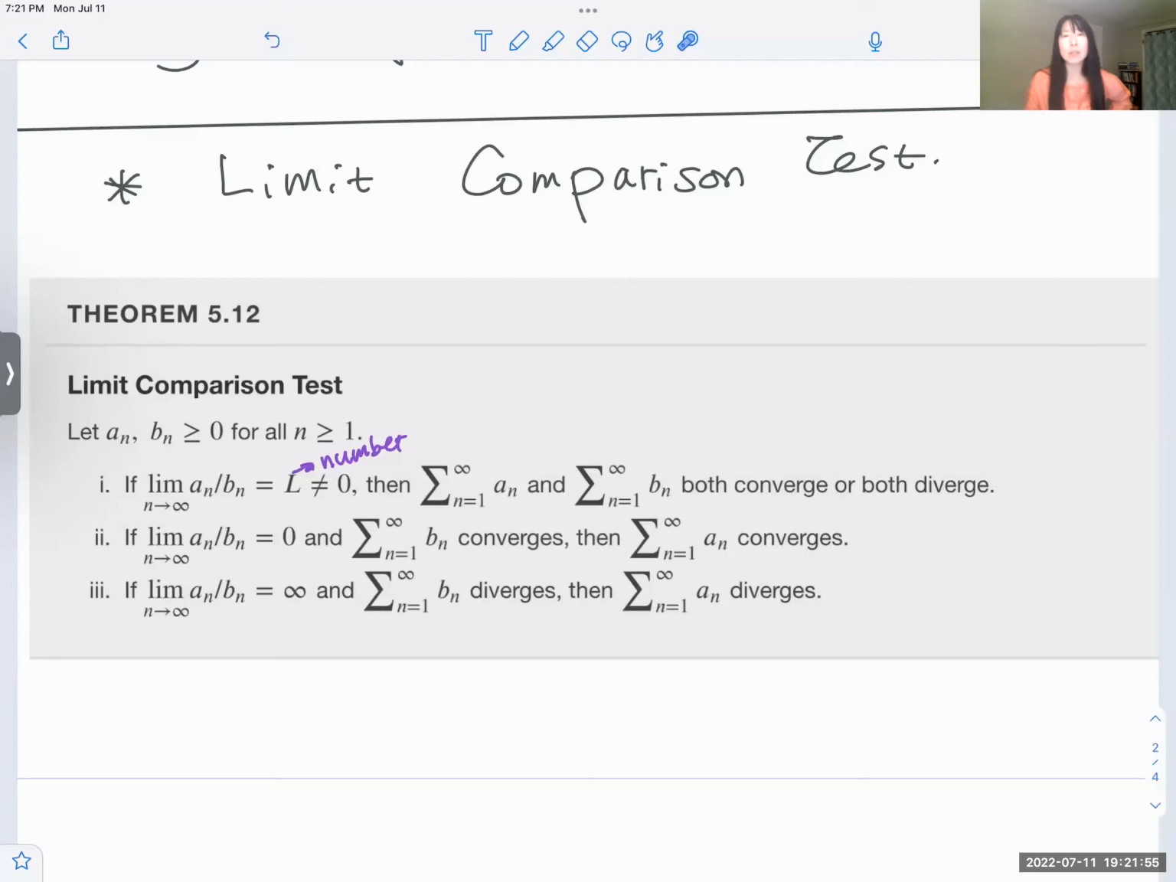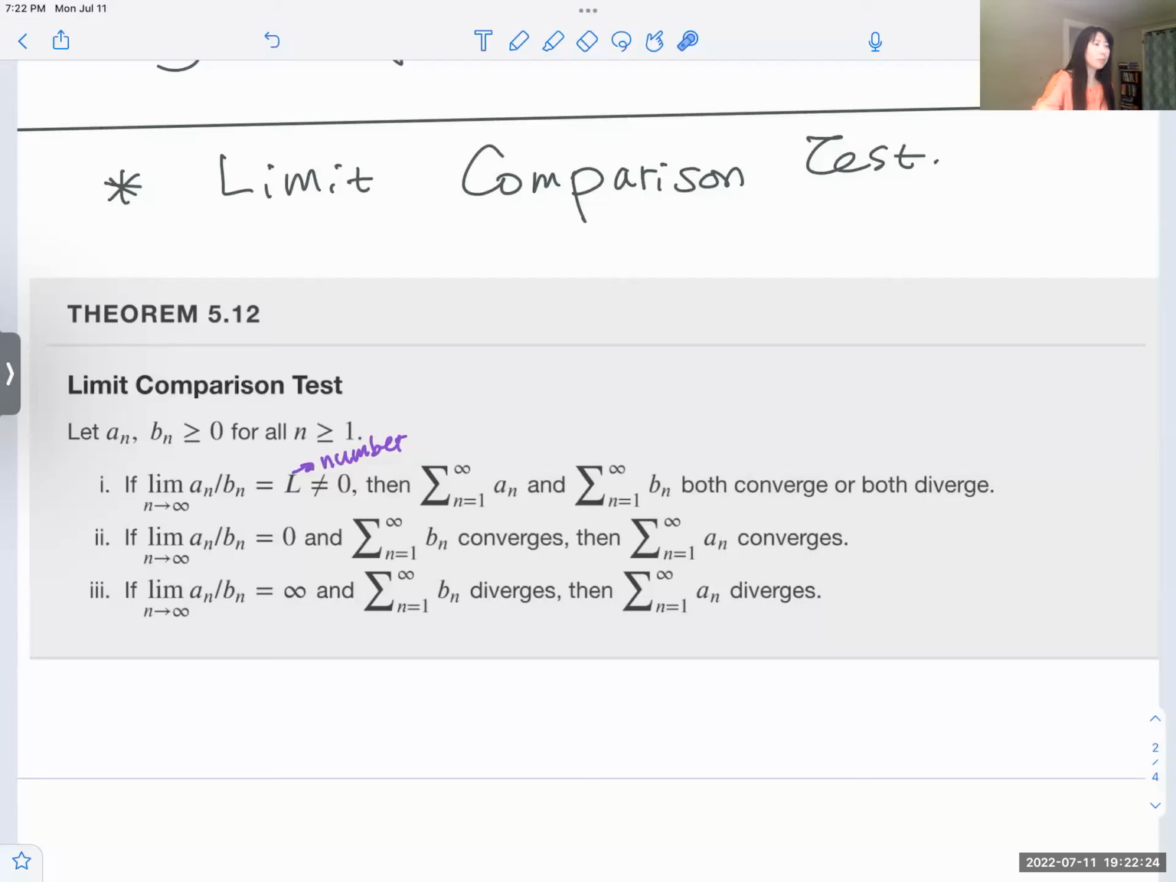Right beside the comparison test, the direct comparison test is hard to remember too. Just know how to apply. But the geometric series, divergence test, integral test, P series, harmonic series, telescoping series, you should remember, right? Partial sum, like that. Okay.